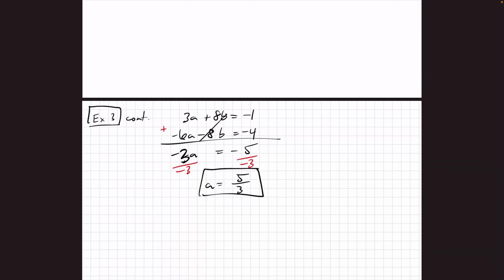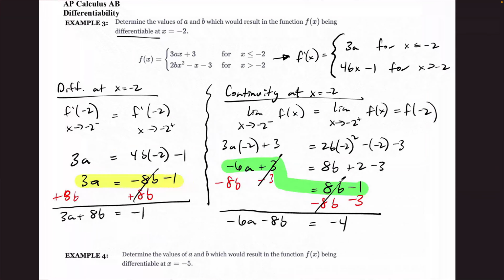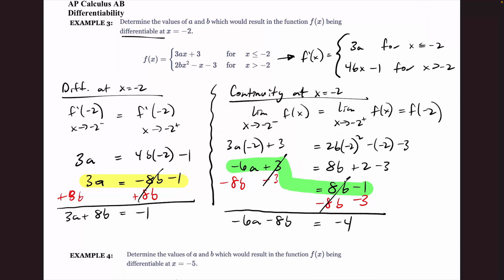Plug a back into anywhere. You could plug it into f of x. You could plug it into f prime of x. You could plug it into one of the new ones. It doesn't matter which one you plug it into. Plug into anything with an a and a b. Well, I guess the f of x doesn't have an a and a b together, so you would have to plug it into one of these guys down at the bottom: 3a plus 8b equals negative 1, or negative 6a minus 8b equals negative 4. Plug it into one of those guys.